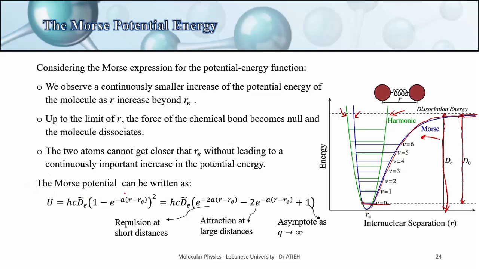We can write the Morse potential as you can see here. After a small rearrangement, we get 3 terms. This first term is responsible for the repulsion at short distances. This term here is responsible for the attraction at large distances, and this is the asymptote as Q tends to infinity, where Q is R minus RE. So as Q tends to infinity, this term will be equal to 0, this term will be equal to 0, and U will tend to hcDE, which is the dissociation energy.